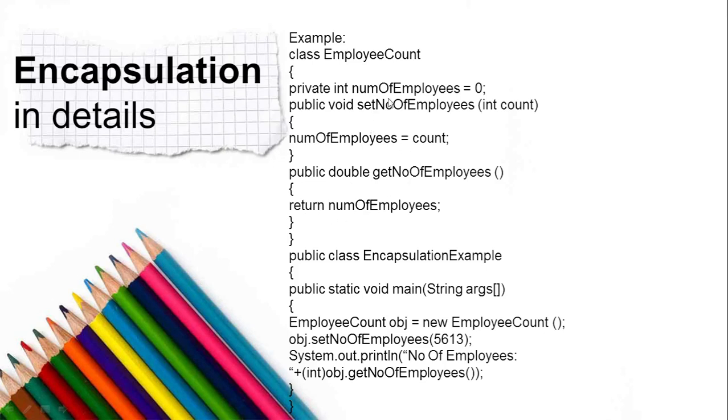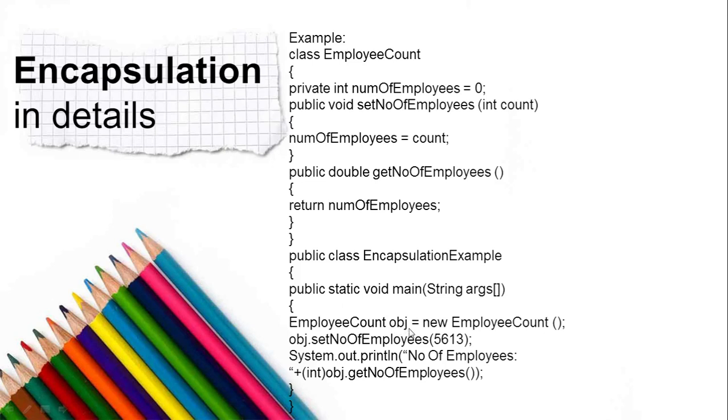So whatever the number of employees you are setting by using the set number of employees method can be returned by the double get number of employees method. Now we have defined another class, public class EncapsulationExample. Here we have the starting point, public static void main, which is the starting point of this Java program.